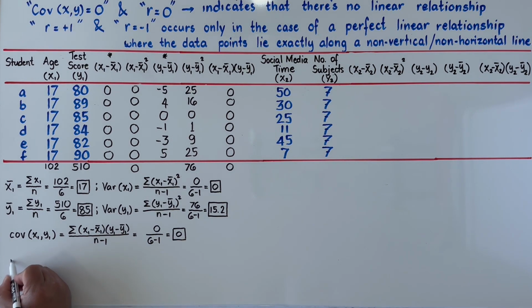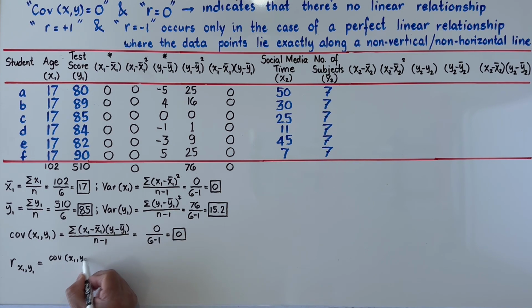But how about the correlation between x sub 1 and y sub 1? The correlation coefficient is equal to the covariance, which is 0, divided by the standard deviation. So covariance between x sub 1 and y sub 1 divided by the standard deviation of the variable x sub 1 times the standard deviation of the variable y sub 1. We know that this numerator is 0, but the standard deviation of the variable x sub 1 is also 0. So 0 divided by 0 is indeterminate.